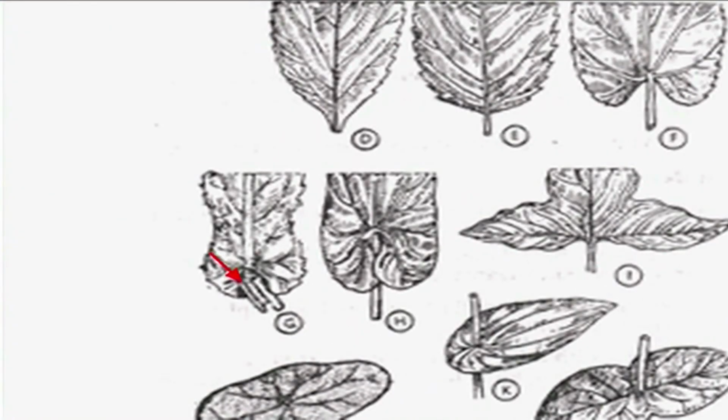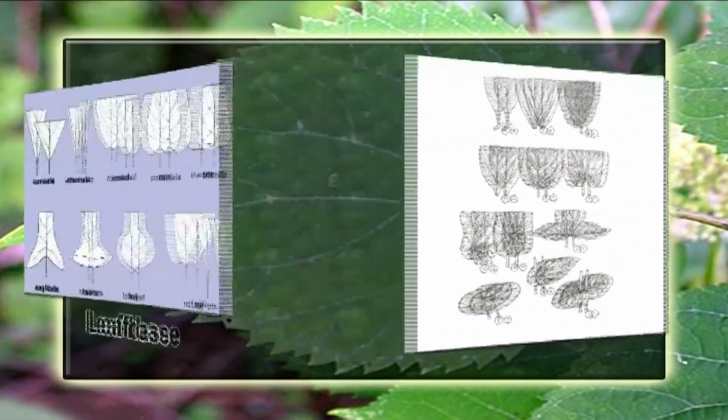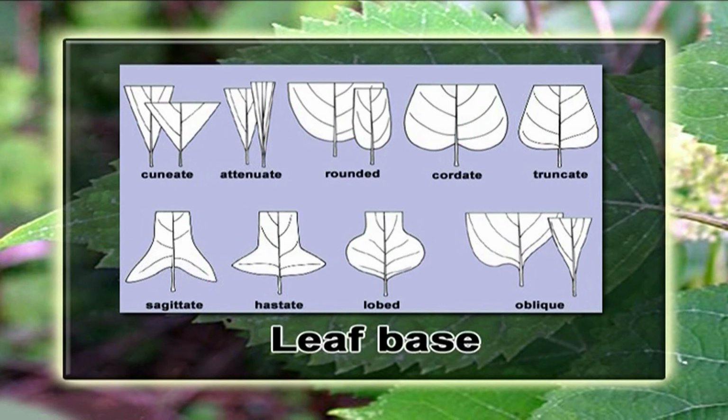Auriculate, two lower ends extended to form two lateral lobes which completely or partially encircle the stem at the node. For example, in Calotropis gigantea. Cordate, heart-shaped leaf base with the notched part at the base of the leaf. For example, Ceda cordata. Cuneate, narrow wedge-shaped leaf base tapering to a point at the petiole. For example, Canscora diffusa.